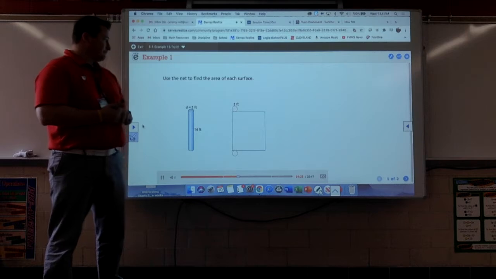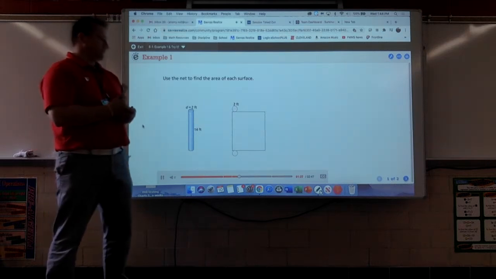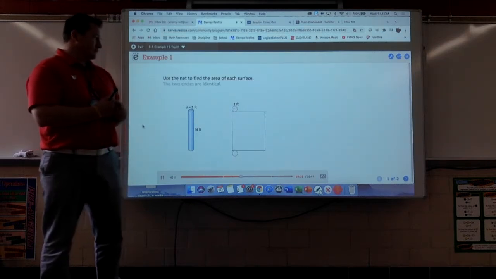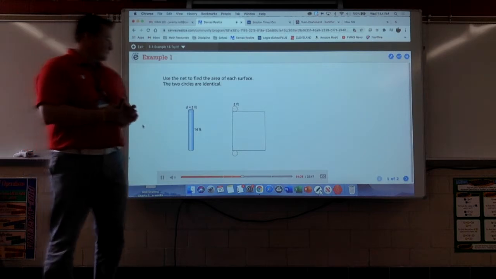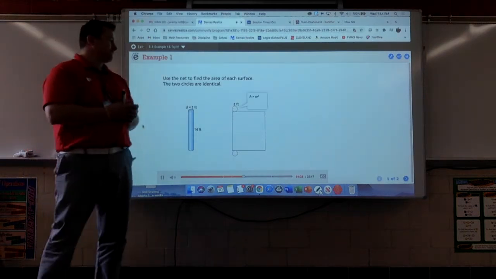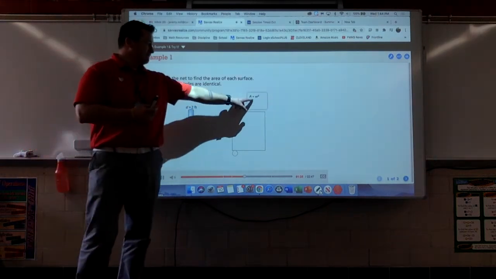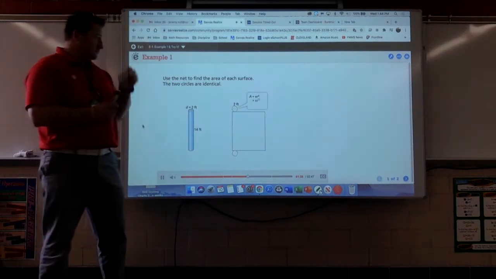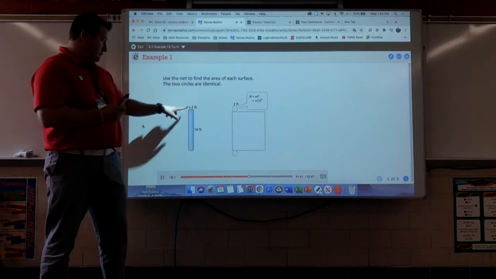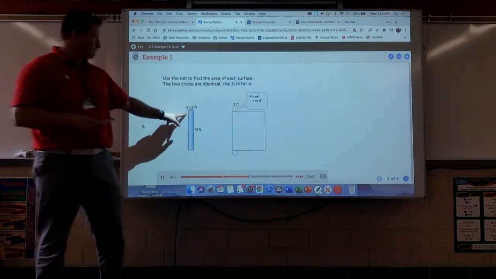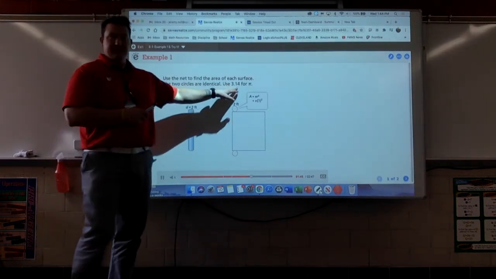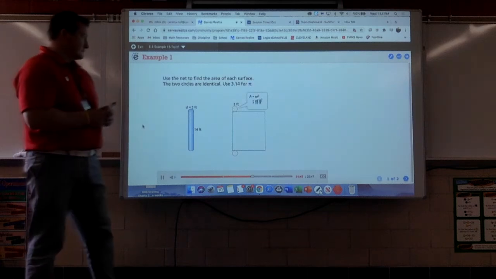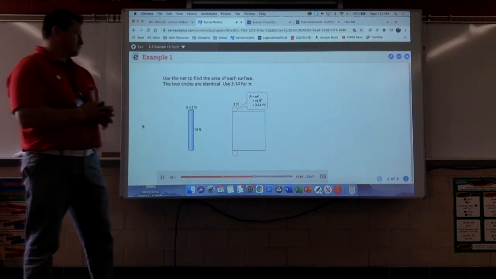Now we can use the net to find the area of each surface. Let's start with the two circles. They're identical. The area of one base is equal to pi times r squared, that's the area of a circle, where the radius is 1 foot, half the diameter. Use 3.14 for pi. The area of one of the circles is about 3.14 square feet.